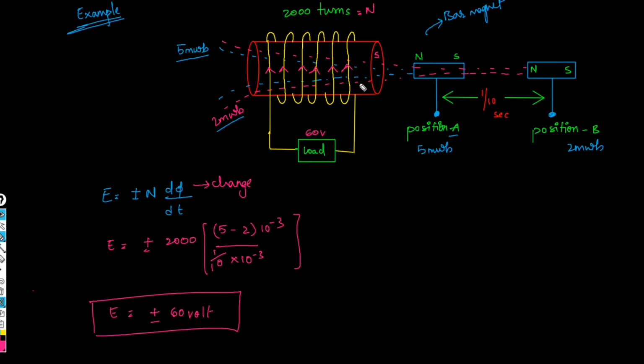So as the current direction is in this way, this terminal will act as positive and this terminal will act as negative for me. So if I need to consider according to Lenz's law, the plus sign will appear across it. So this is the EMF that has been induced across the load.